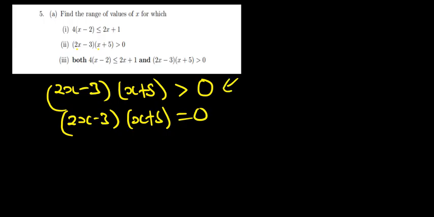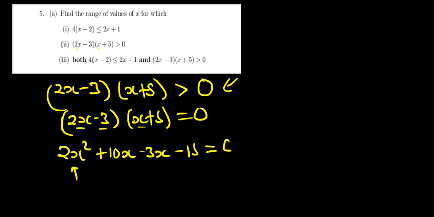So let's multiply now. 2x multiplied by x is going to be 2x squared. This is what I meant when I said it was a quadratic. And then 2x multiplied by 5 will be 10x. Minus 3 multiplied by x is minus 3x. Minus 3 multiplied by 5 is minus 15, and this equals 0. So it means we have 2x squared plus 7x minus 15 equals 0.